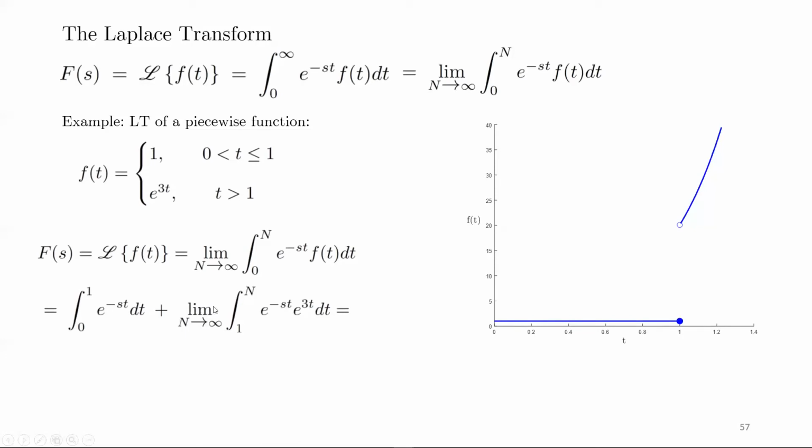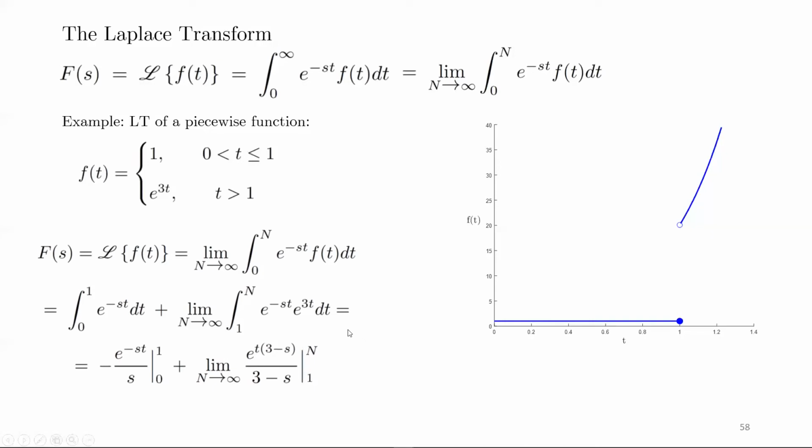But we're adding to that the limit as n goes to infinity of the integral from 1, not 0 now, to n, of e to the minus st times f of t. And for t greater than 1, my f of t is e to the 3t. So now I can evaluate these two integrals separately. The first one is e to the minus st over minus s, evaluated between 1 and 0, which I can do easily. Plus the limit as n goes to infinity of e to the t times 3 minus s over 3 minus s, evaluated between n and 1 now.